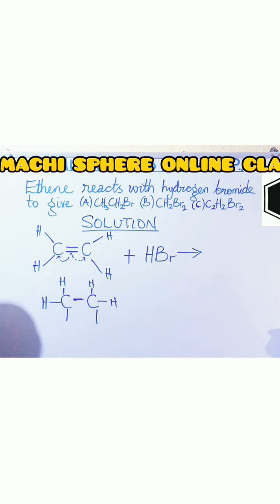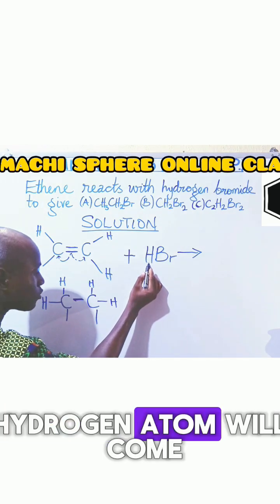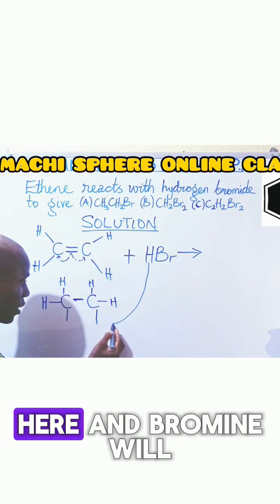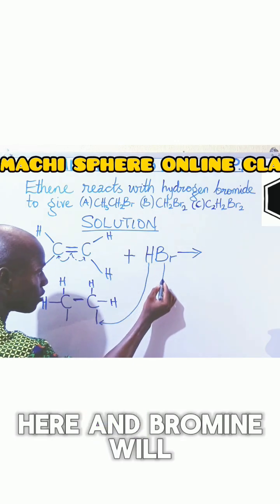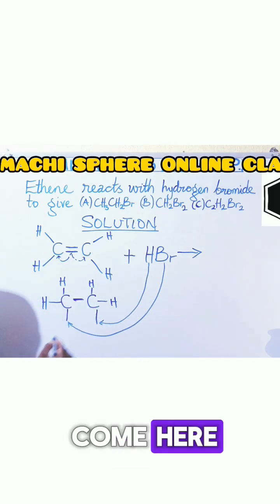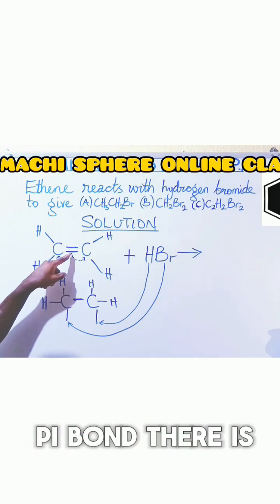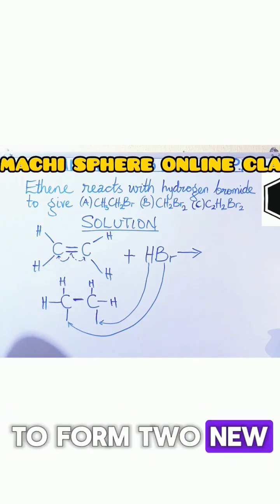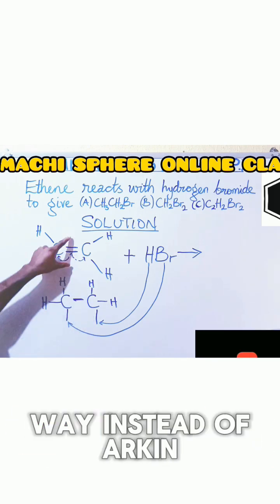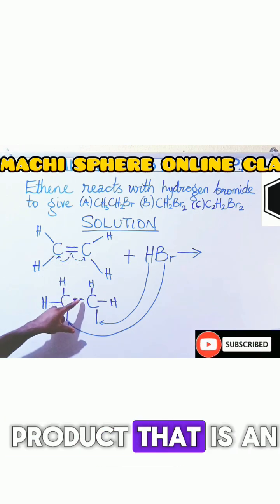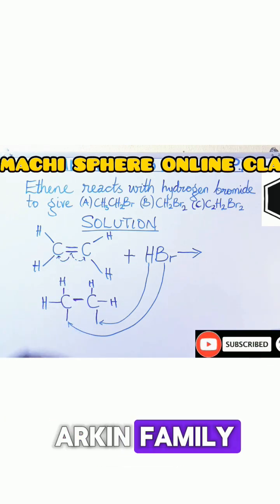Now, the hydrogen atom will come here, and bromine will come here. That is why it is called an addition reaction. You see that the pi bond is broken from this double bond to form two new sigma bonds, and in that way, instead of an alkene, we now have a product that is of the alkane family.